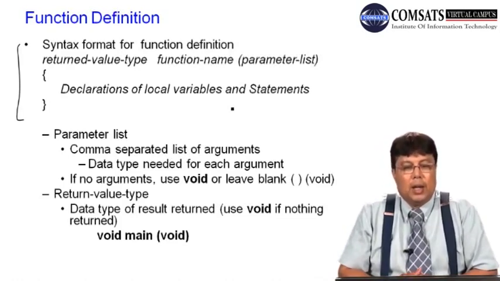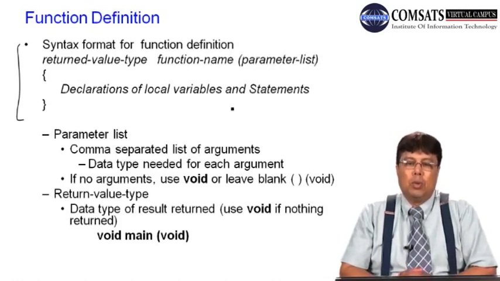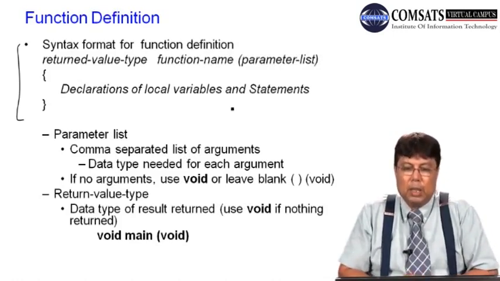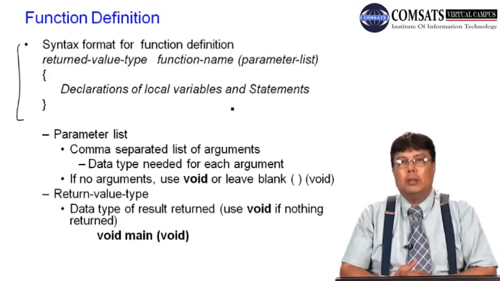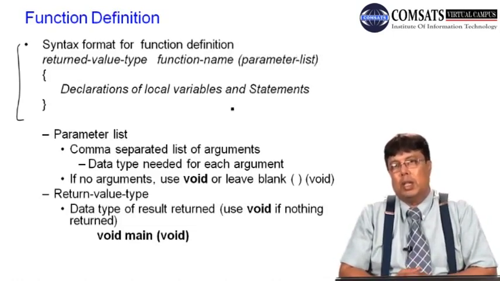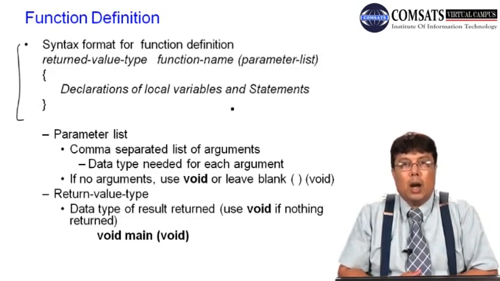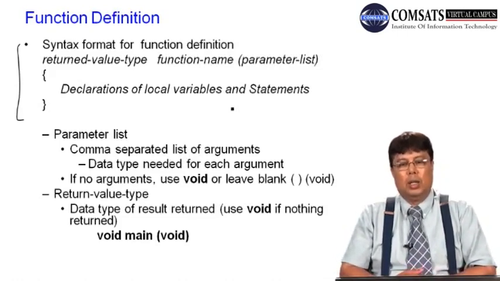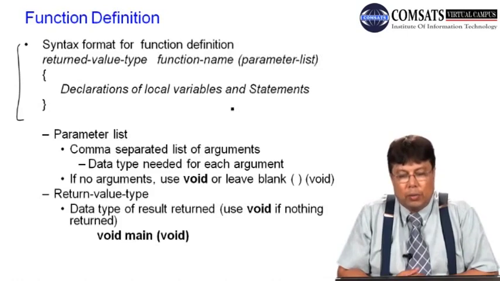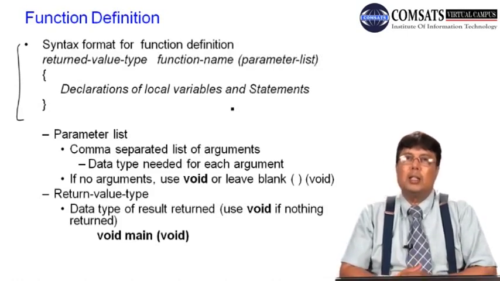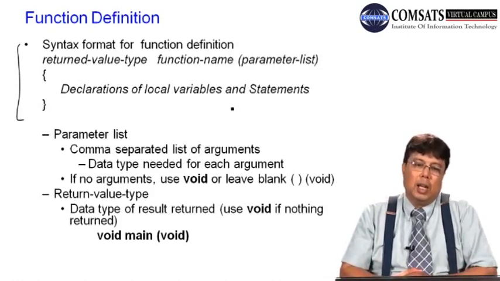Number 1, return value type. Number 2, function name. Number 3, parameter list. पैरामीटर लिस्ट में बहुत डिटेल्स एक्सप्लेन कर चुका हूँ. Number 4, start and end of the function. Number 5, declaration of local variables. Number 6, valid statement of C. इन 6 चीजों से मिलके आप फंक्शन की डेफिनेशन प्रोवाइड करते हैं.